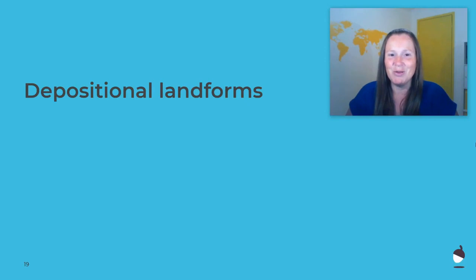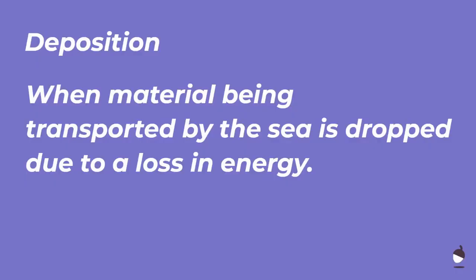We've done the erosional landforms, so now let's have a look and see what the depositional landforms have got in store for us. Let's make sure we're clear about what deposition is. So deposition is when material being transported by the sea is dropped due to a loss in energy. If you don't know this definition, please pause now and just take a few seconds to get that copied down.